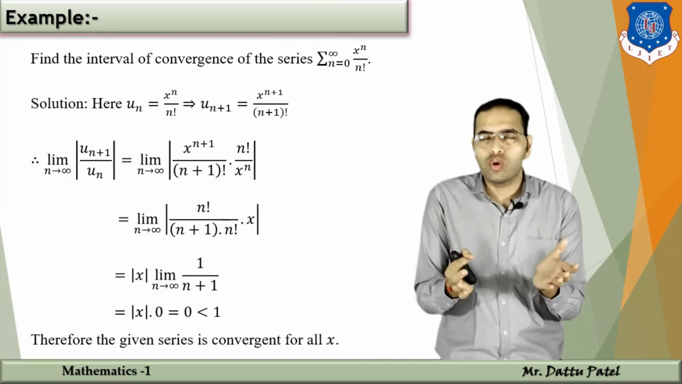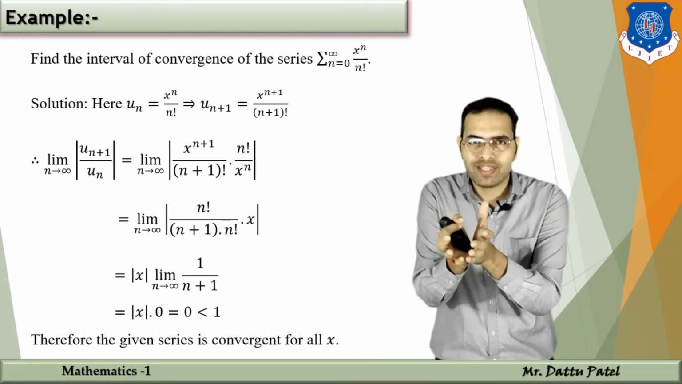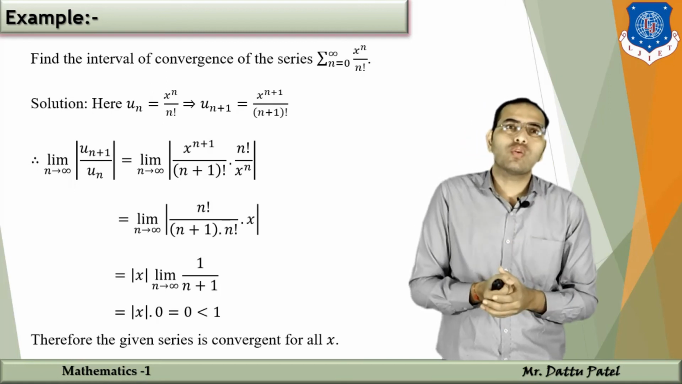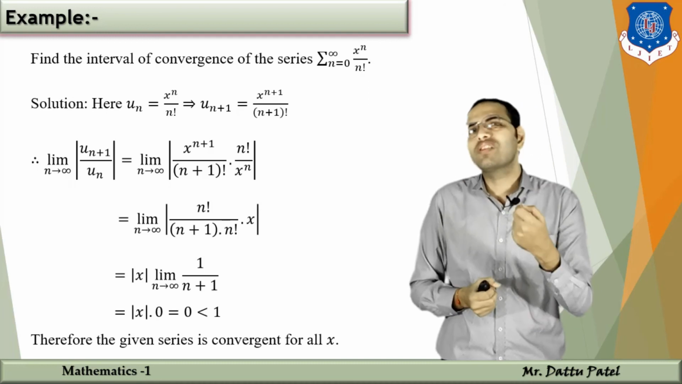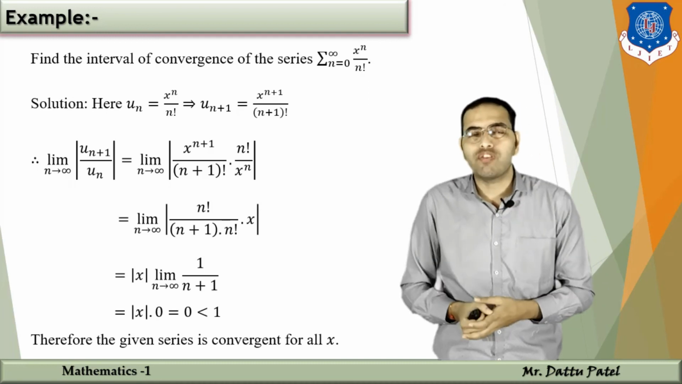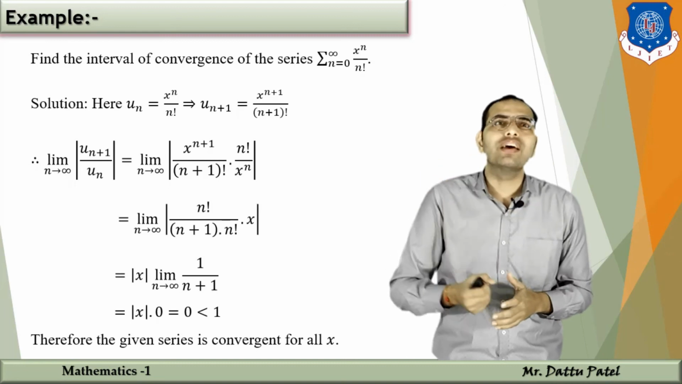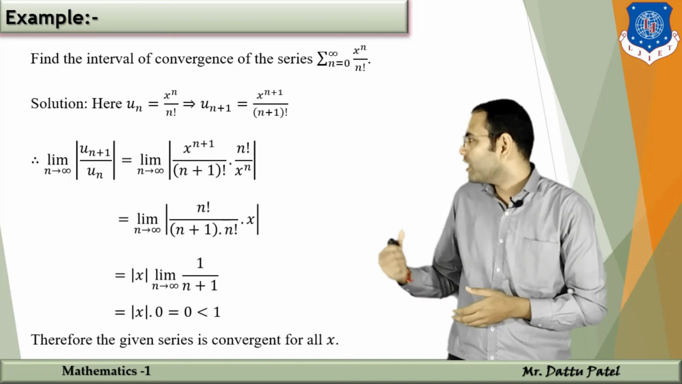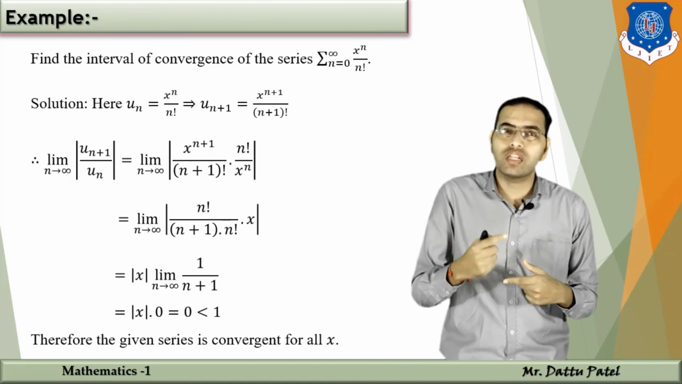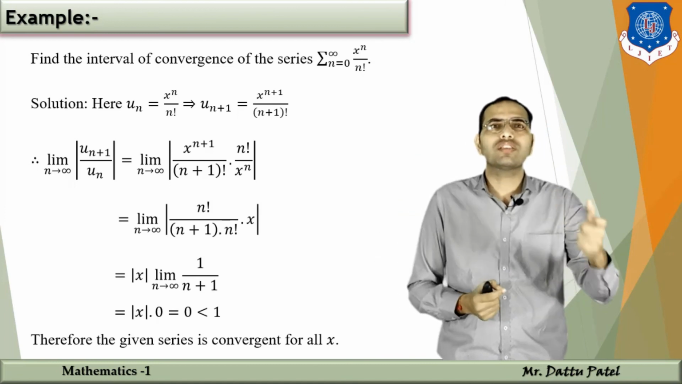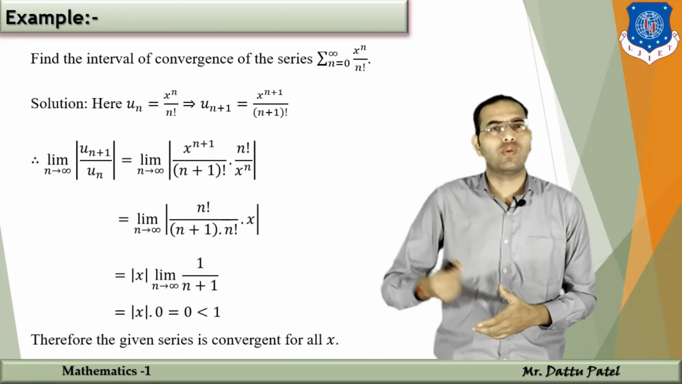Here we don't know the exact value of x. According to the root test, x is any constant value, may be positive, may be negative, and a constant raised to n, or in terms of factorial form, then obviously we have to apply the ratio test. Then here limit n tends to infinity of mod of u_(n+1) upon u_n. Here we have to take the modulus because the ratio test is applicable for series of positive terms.